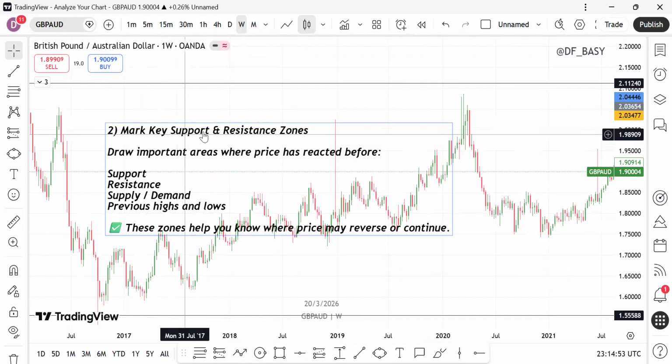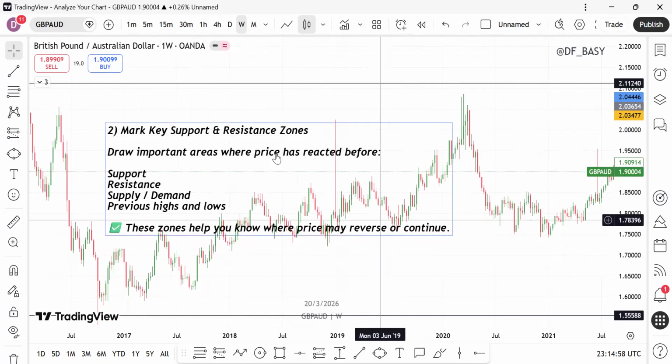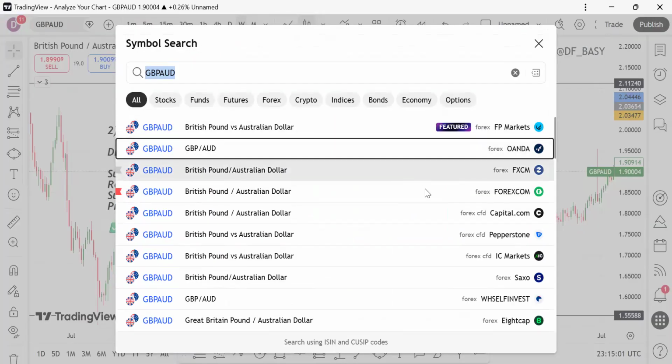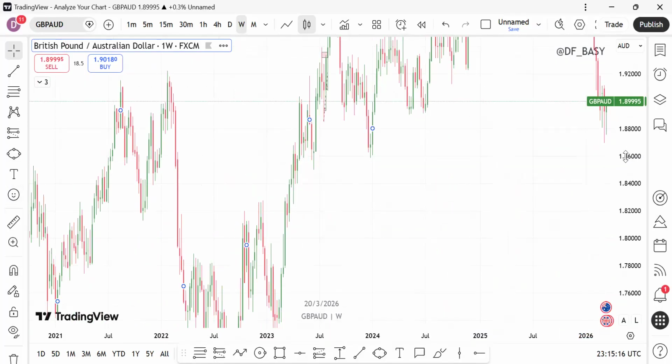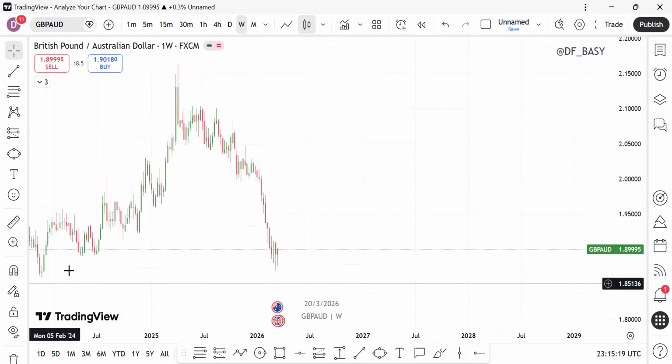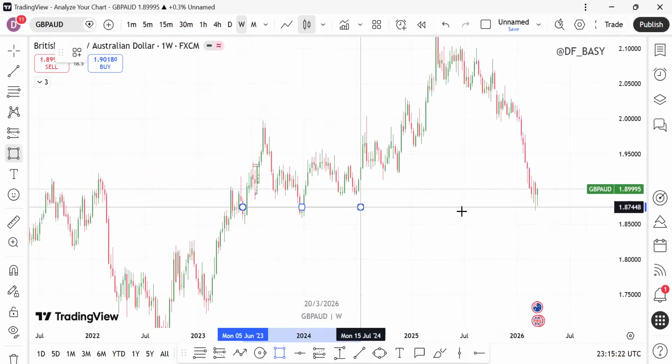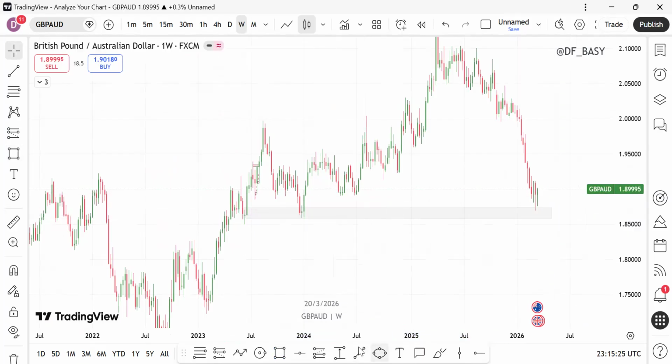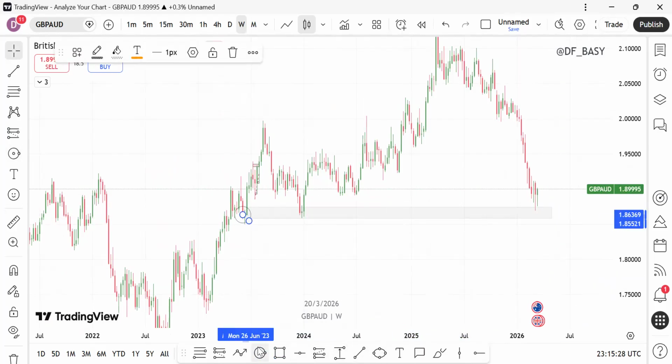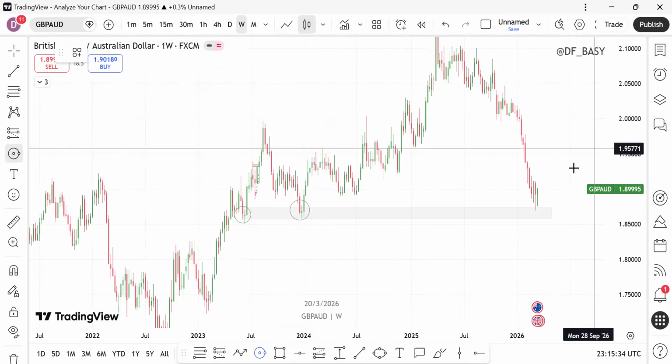So number two, mark key support and resistance zones. I have a video where I explain support and resistance zones, but I'll still throw more light on that. So now know that support and resistance zones are zones that markets tend to respect. They don't tend to go below or go above those particular zones. So let me show you, for example, this right here is a support zone. What makes it a valid support zone? Market tapped here once, respected, tapped a second time, respected, then tapped here.